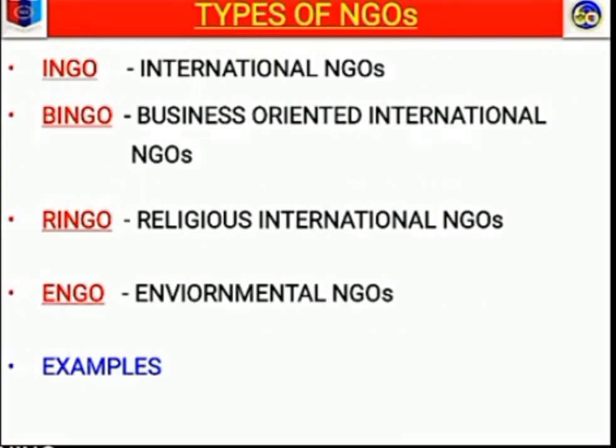Types of NGOs. NGOs can be of various types. INGO, it stands for International NGOs. BINGO, or Business Oriented International NGOs. RINGO, Religious International NGOs. And ENGO, Environmental NGOs.